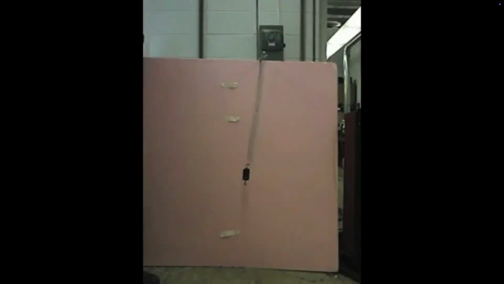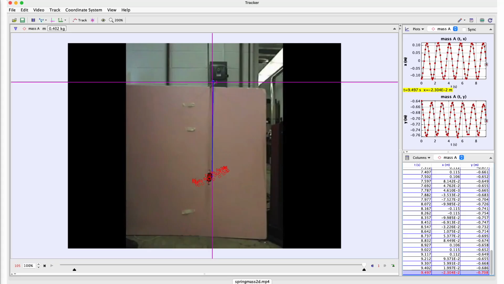This is the original video used for my measurements in Tracker, showing the oscillatory motion of the hanging mass that moved from side to side and up and down. Here's a screenshot from Tracker showing how the points were tracked frame by frame to collect position data for both the X and Y directions that would be used to build my computational model, which I'll show you right now.